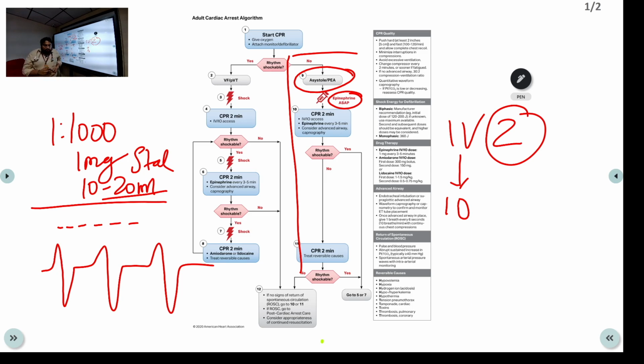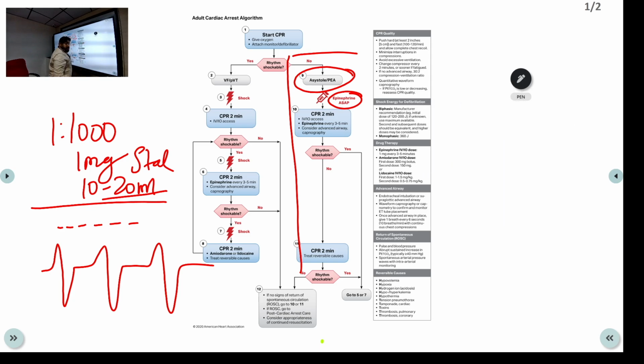Certain times you will not get an IV access or an IO access. Then you are in trouble, right? You are not getting an IV access, you are not getting even an IO access for the patient. Then you are in trouble.